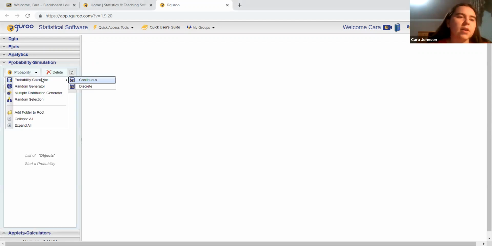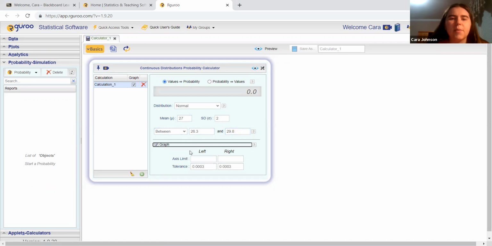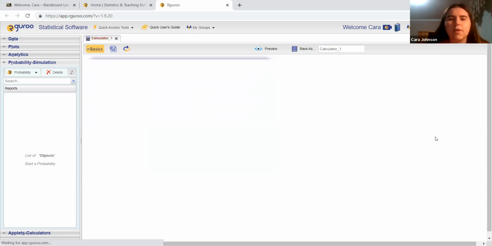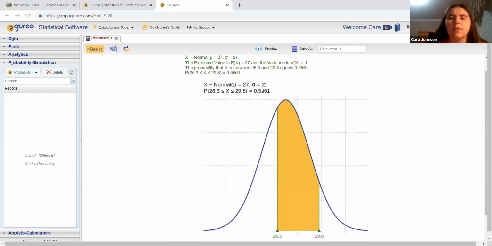So under probability calculator, continuous. So your mean is going to be 27. Your standard deviation is 2. And then, so we're looking for between 26.3 and 29.8. So we're going to put between and then put our lower value and our upper value. And then I'm going to check the graph box and then hit my eyeball here. And there we go. There's our probability right there.